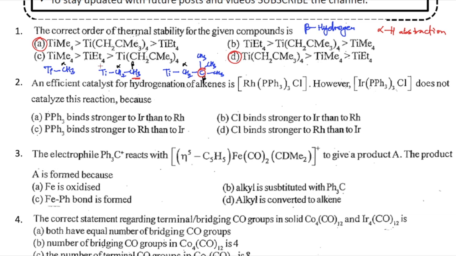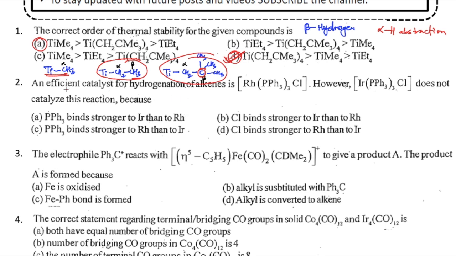So if I talk about the stability, this one will be least stable, then this will be quite more stable than that, and the most stable one goes to this, because it has 0 beta hydrogen and fewer alpha hydrogens. So the correct answer comes out to be option number D. Alright, so option D was the correct answer for this.